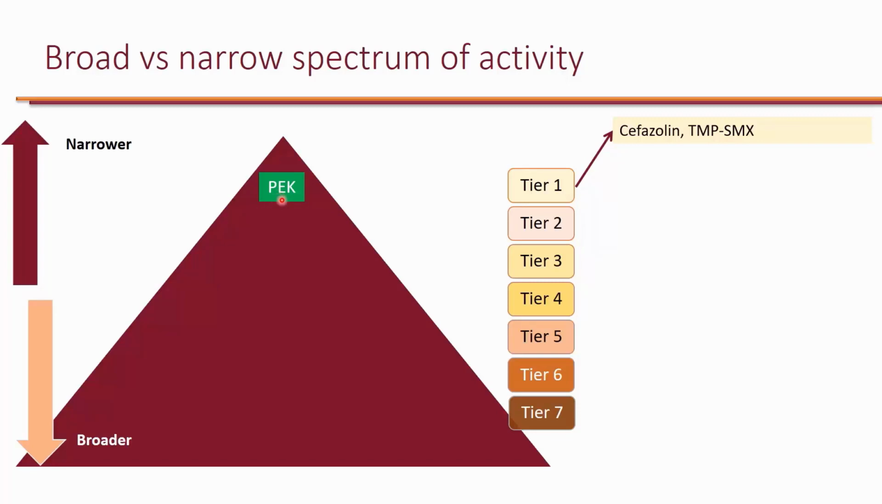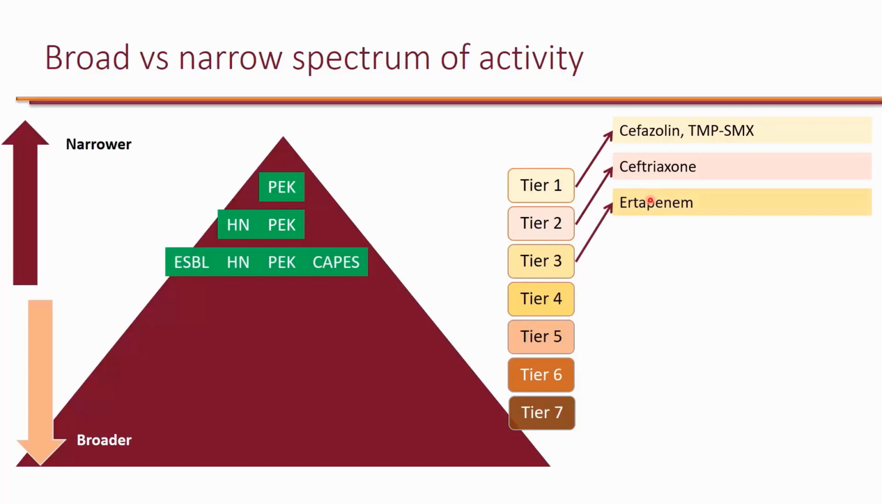Again, this pyramid is strictly based on gram-negative coverage. So it is not considering gram-positive organisms, atypical organisms, or anaerobes. So the next tier covers Proteus, E. coli, Klebsiella, but also Haemophilus and Neisseria. So in tier 2, we have third generation cephalosporins such as ceftriaxone.